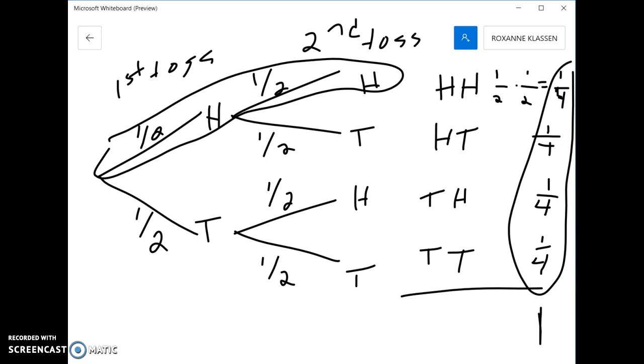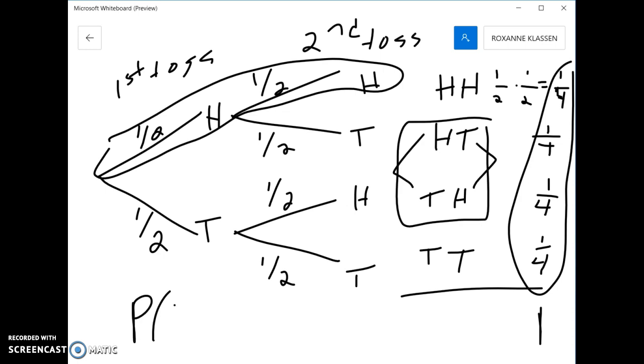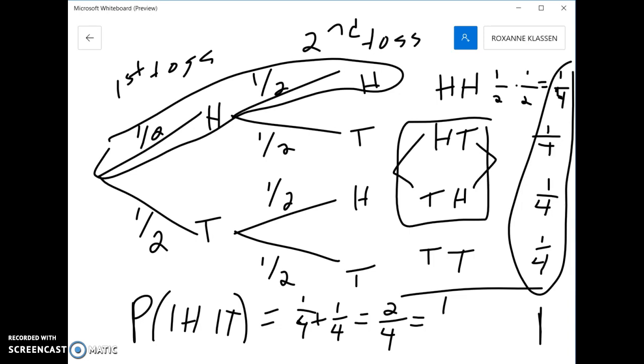But if you look carefully here, these 2 outcomes are different, heads, tails, or tails, heads. Even though it's still 1 head, 1 tail, the order mattered on this. And so these together, the probability of getting 1 head and 1 tail is not going to be 1/3. It's actually going to be 1/4 plus 1/4, since they are separate outcomes, which would give us 2/4 or 1/2.